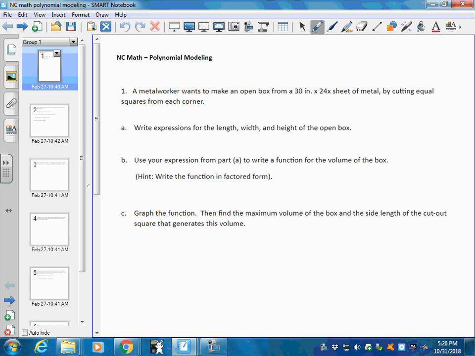A metal worker wants to make an open box 30 by 24. Now it says write an expression for the length, width, and height. So L, I'm going to make L my 30. My width is just the 24 minus 2x. And then the height is x. So all they're asking for is an expression for each one of these. So you know that the length is 30 minus 2x, width is 24 minus 2x, and the height is x.